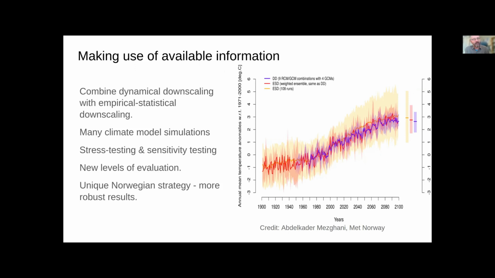But because the dynamical downscaling requires a lot of computational resources, we can't apply it to many global climate models, but we can do that with statistical downscaling because it's very cheap computationally. So if you do the statistical downscaling on all global climate models, then we get a much larger spread than if you just take a smaller selection. But we see that the statistical and dynamical downscaling seem to agree quite well.